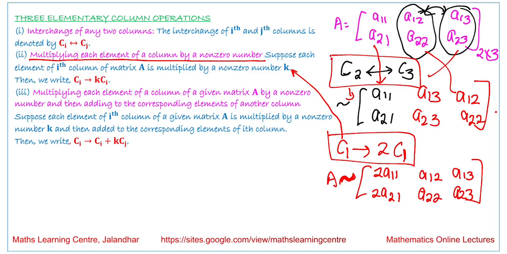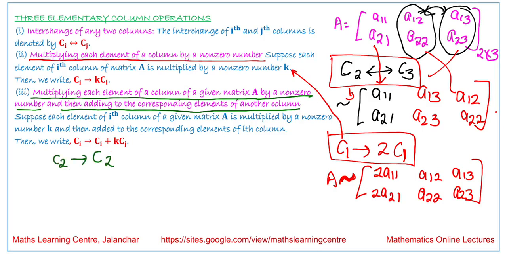The last one is multiplying each element of a column of a given matrix A by a non-zero number, and then adding the corresponding elements to another column. So suppose we say that C2 approaches C2 plus C3 minus C1. We can perform the operation in this way.